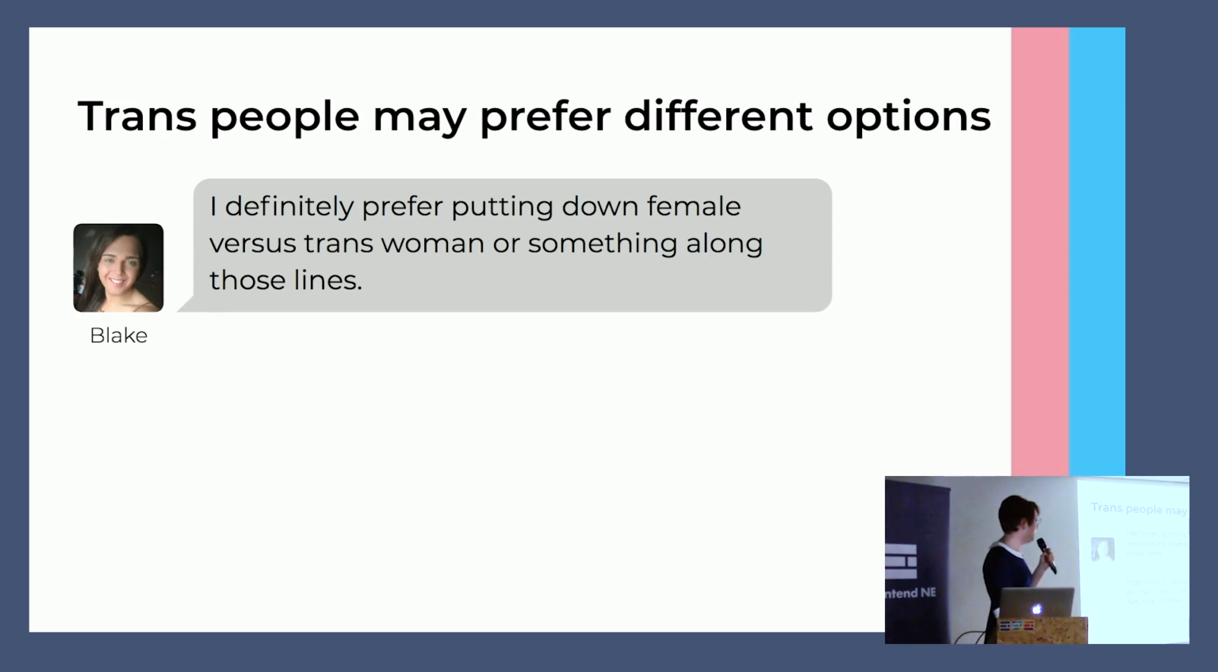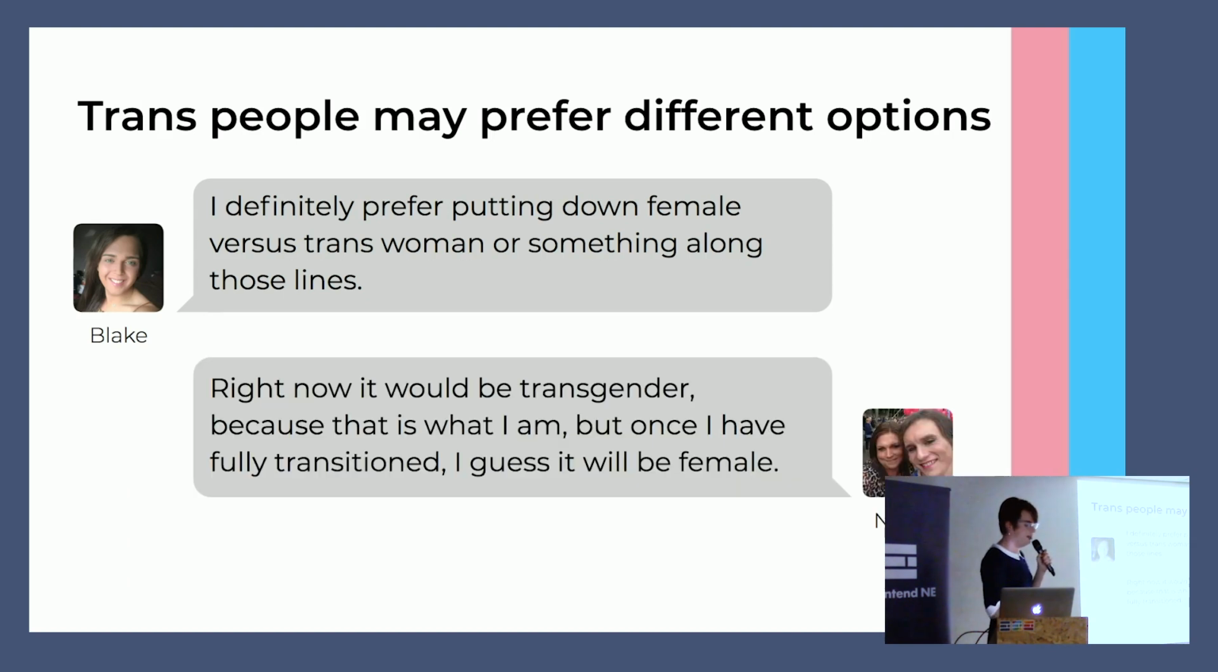Nadia says, right now it would be transgender because that is what I am. But once I'm fully transitioned, I guess it will be female. Both of these takes on this are completely valid, and that's how they feel about themselves. So if you provide trans people with different options, they may pick things that you're not expecting them to. But that's how they feel about themselves. So it's the correct option.